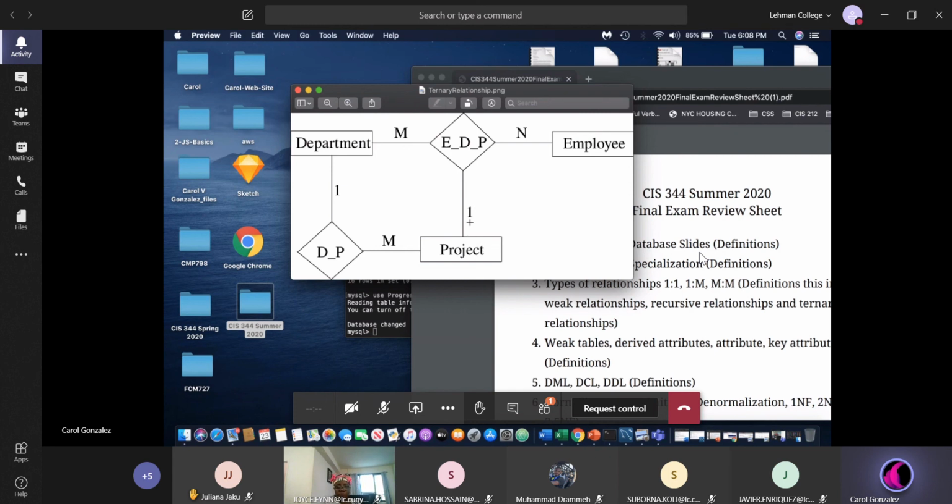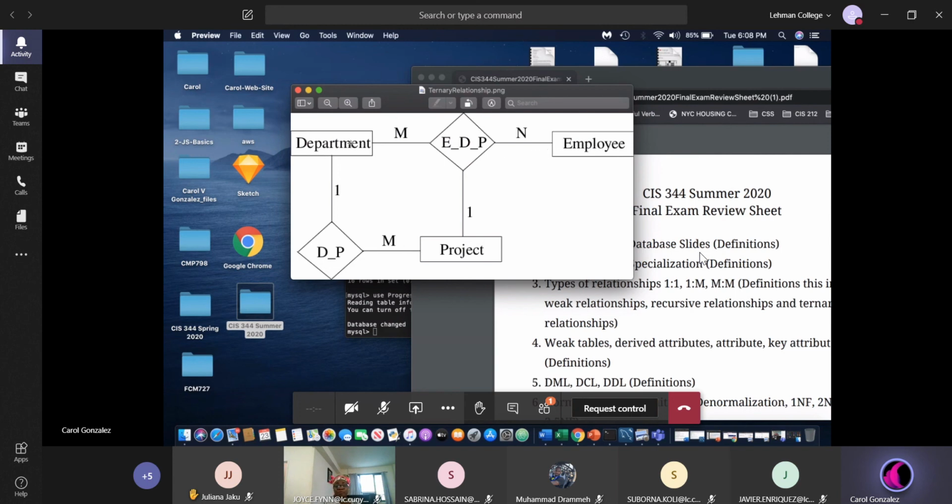Again, I'm going to say it again. One project can have many employees working on that project, which is the reality of the subject. A project can belong to many departments. A department can have many projects, as many departments can have many employees, and many employees can work for many departments.